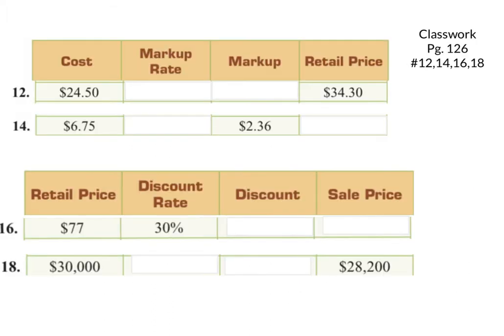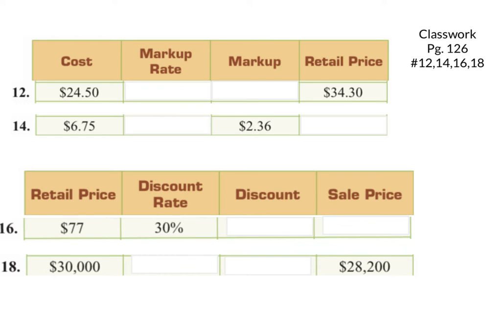They gave us several different scenarios here. This first one, they gave you the cost and they gave you the retail price. They want to know the markup amount. So how many dollars did they go from cost to retail? And the markup rate. What is that percentage rate of dollars compared to cost? All right. Here they gave you the cost and the markup amount. They want to know the percent it was marked up and the retail price that they sold it for.